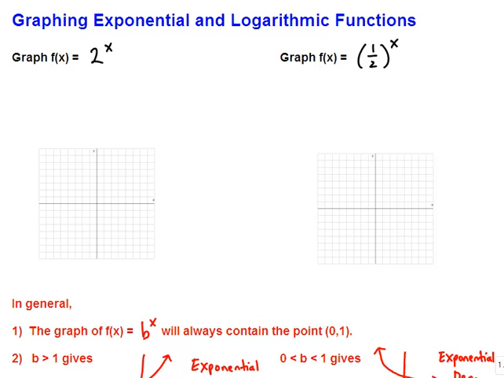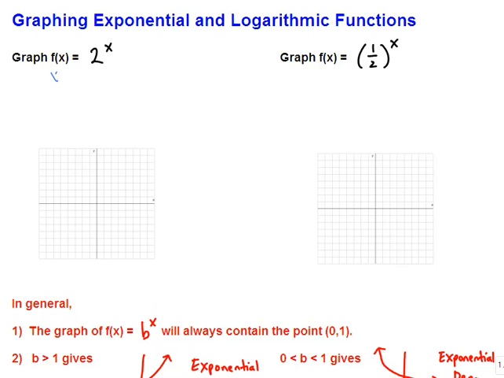Welcome to the lecture on graphing exponential and logarithmic functions. Let's start off by graphing the function 2 to the x. If you don't have any idea what a graph is going to look like, then the first place to start is by making a table of values.